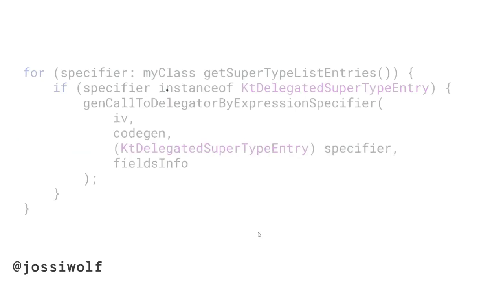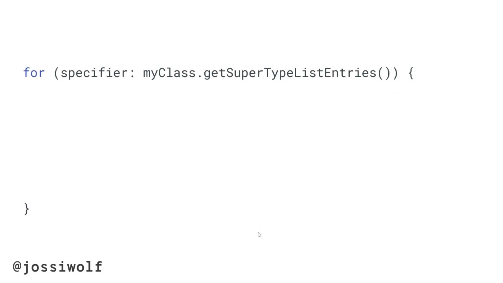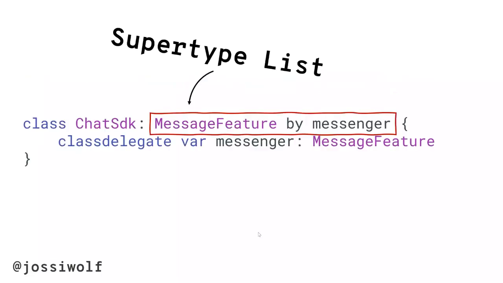So I was looking at the constructor code generation, and I was trying to make sense of it, and I hope I can explain it in some way that makes sense, because it's kind of hard to understand. So the steps that it goes through: first it generates the delegate expressions. In code that looks like this, step number one is it gets the supertype list entries. So the supertype list, this is our supertype list, so MessageFeature, right? And it goes through that, because you might have multiple supertypes, right? You might implement multiple interfaces at once.